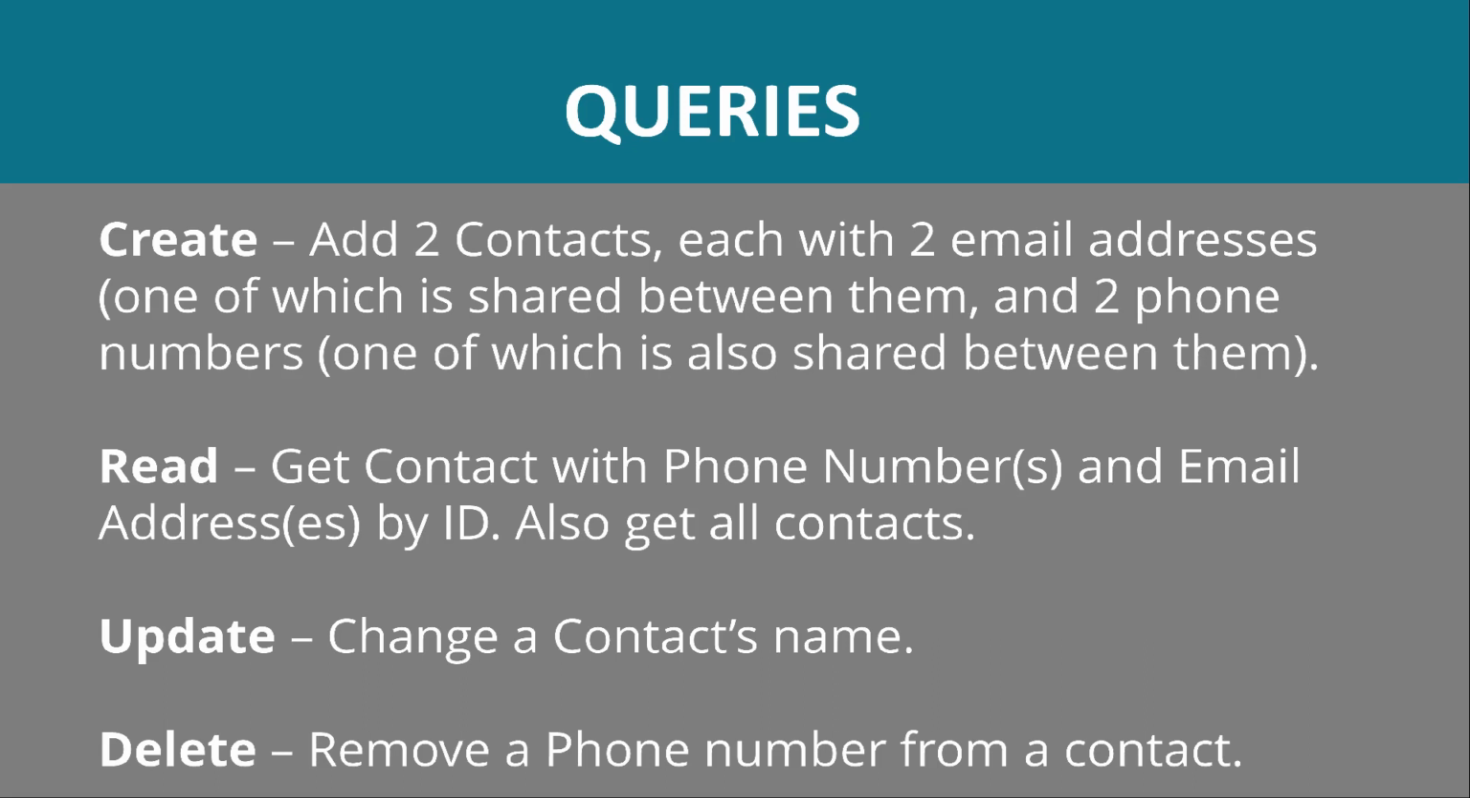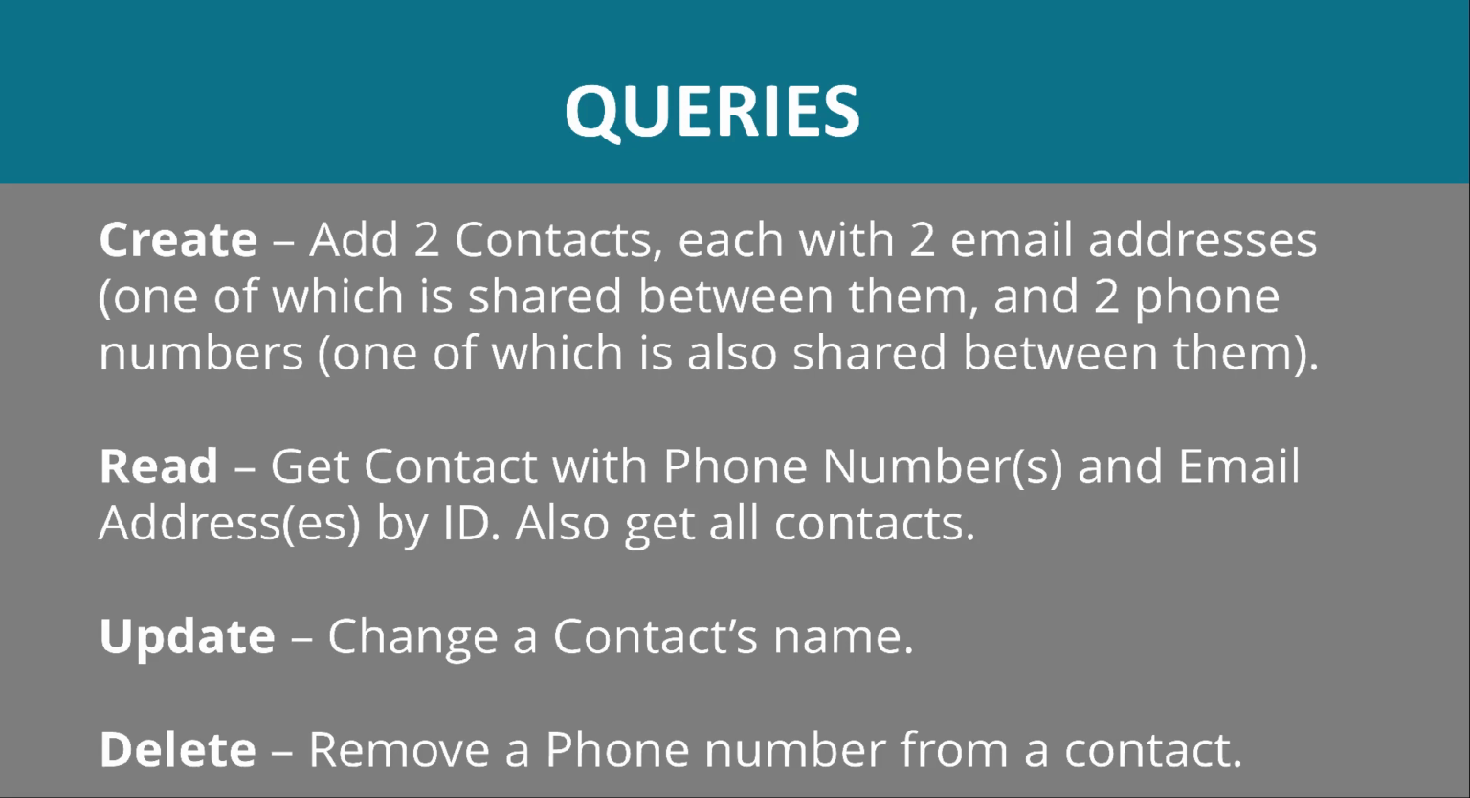Okay? So in the create, we're going to add 2 contacts. Each contact will have 2 email addresses. But one of those email addresses is shared between the 2 of them. So for example, we're going to add myself and my wife. And one of our email addresses is one that both of us check. And then we'll have a second one that's unique to each of us. And then 2 phone numbers each. And one of those phone numbers we shared. So my wife has a cell phone, I have a cell phone, and we don't, but if we had a home phone, that would be shared between the 2 of us. Okay? So that's what we're going to create, is 2 contacts. Each contact will have 2 email addresses and 2 phone numbers.